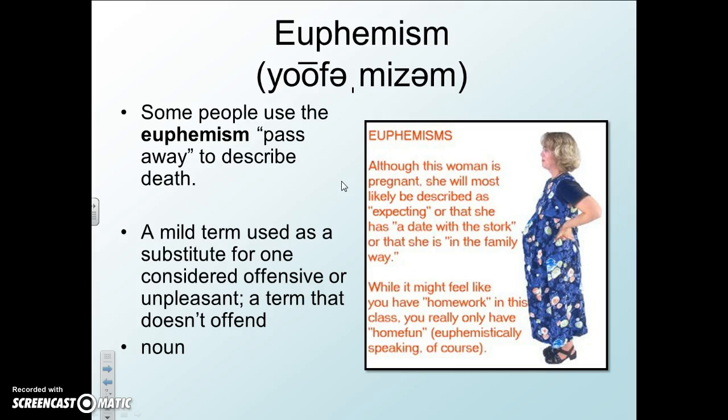Believe it or not, at one point in time, saying a woman was pregnant was considered impolite, or it was considered offensive. Instead, people would say expecting or in the family way. So euphemisms are nice ways of saying things that people might find offensive.